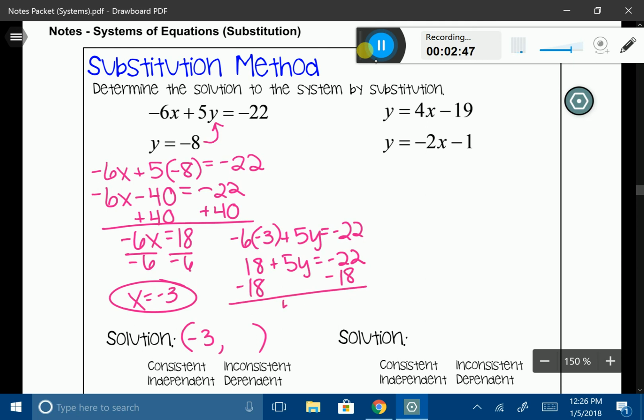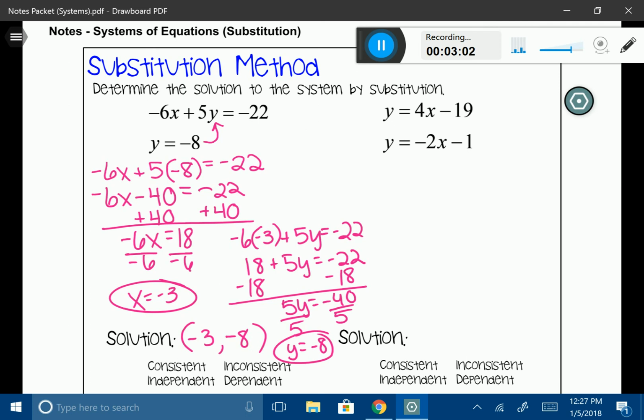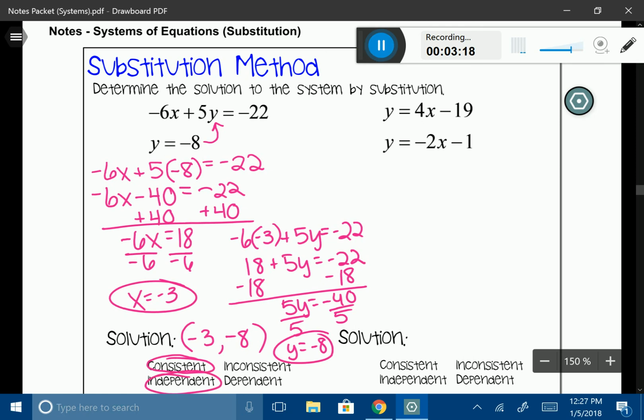So we have 5y is equal to -40. Divide both sides by 5. That's going to give me y is equal to -8. And there you have it. There's your solution. So we didn't use elimination and we didn't graph this, although we could. If we really wanted to, we could take these and graph them on a coordinate plane and we'll get the same exact solution, or the same exact intersection point. And like we said before, a one solution system will give us a consistent and independent system.